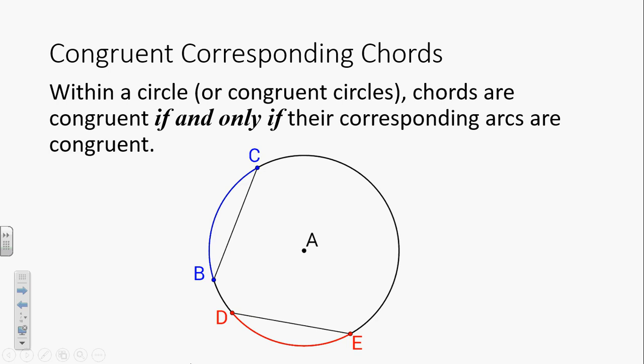So in a circle, here's one of our theorems. In a circle or in 2 congruent circles, 2 circles that have the same length for their radius, chords are congruent if and only if their corresponding arcs are congruent. Okay? So chords are congruent if and only if their corresponding arcs are congruent.